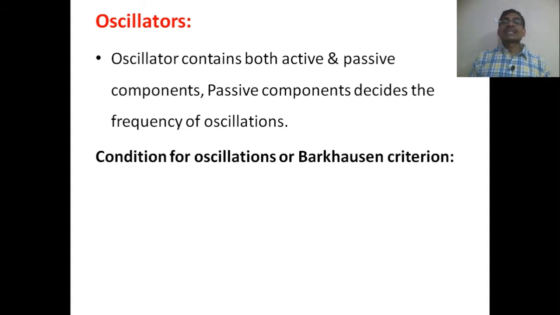Next, we will see the conditions for oscillation, the Barkhausen criterion. In order for a circuit to work like an oscillator, it has some conditions. Those conditions must be satisfied by the circuit in order to operate as an oscillator. Those conditions were given by a scientist called Barkhausen.